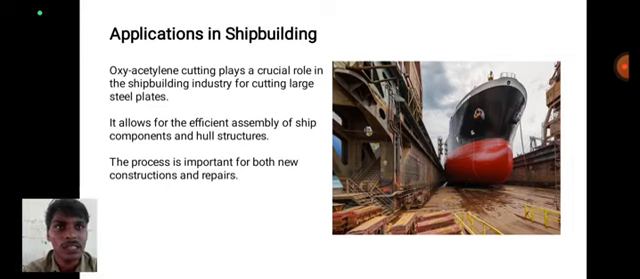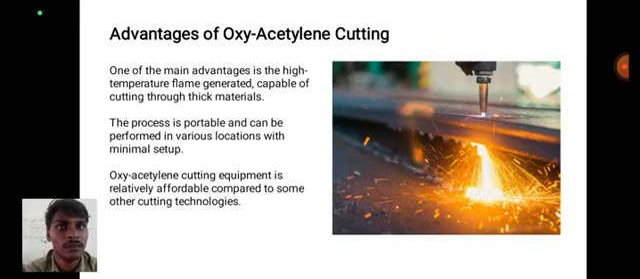Application in shipbuilding. Oxyacetylene cutting plays a crucial role in cutting large steel plates. It allows for the efficient assembly of ship components and hull structures. The process is important for both new construction and repairs.